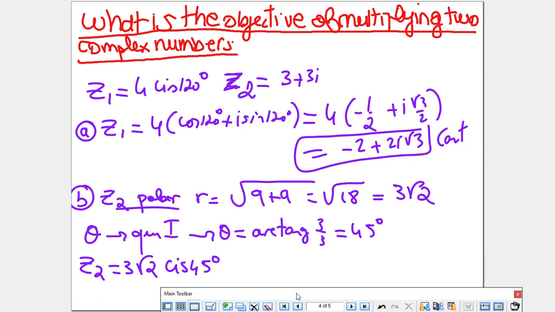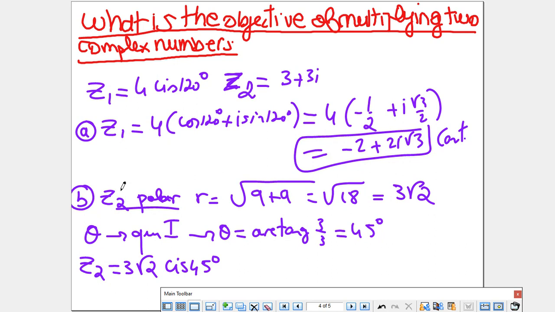Let's do this example. If I have z1 equal to 4 cis 120 degrees and z2 equal to 3 plus 3i. The first question here: I need to write the complex numbers in the Cartesian form. To do it in the Cartesian form, it's very simple. All you need to do is write 4 (cosine 120 plus i sine 120), and you know the cosine and the sine of those angles. So cosine 120 is minus half, plus i radical 3 over 2. Then we develop, and I got this, which is the Cartesian form of z1.